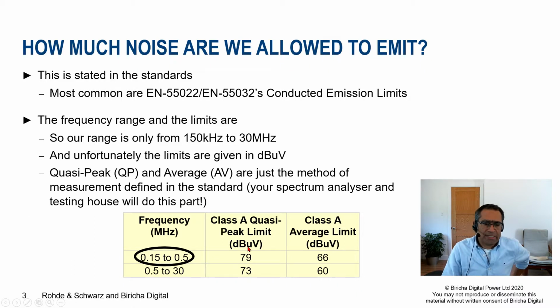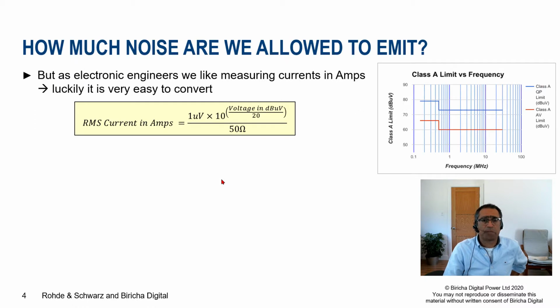So for example, the standard specifies that for a frequency range of 150 kilohertz to 500 kilohertz, you cannot emit anything more than 79 dB microvolts. It also specifies the method of measurement, quasi-peak or average. These are just the way it's been measured, which is also specified in the standard, and it's just a setting on your, let's say, spectrum analyzer or your oscilloscope.